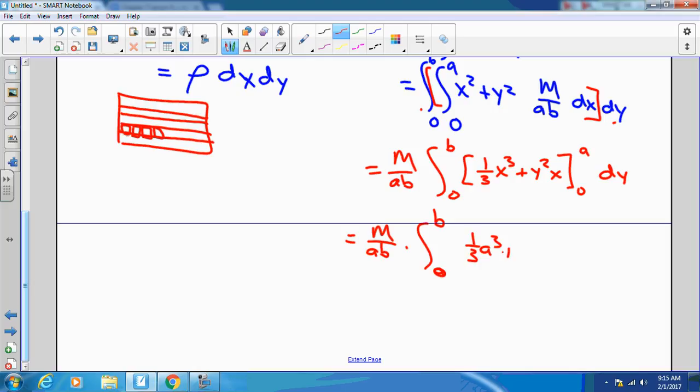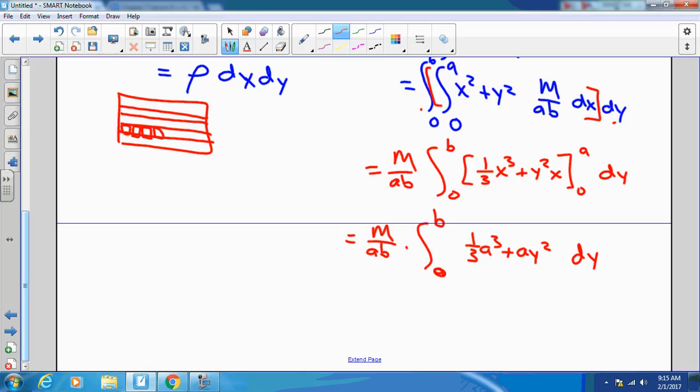Substituting, this gives me 1/3 a cubed plus a y squared. And what this represents is the moment of inertia contribution of each horizontal strip. As that horizontal strip gets out away from the edge, essentially.